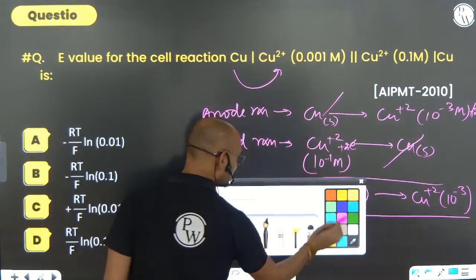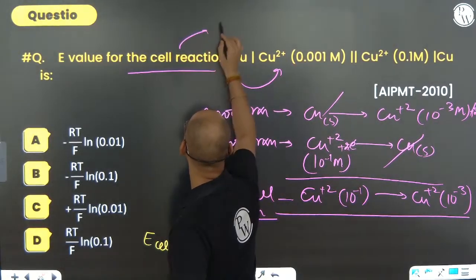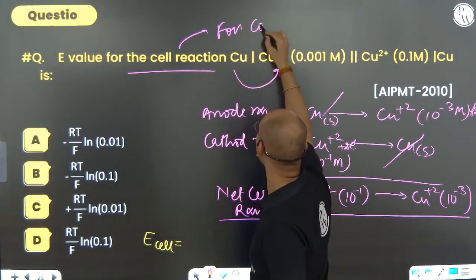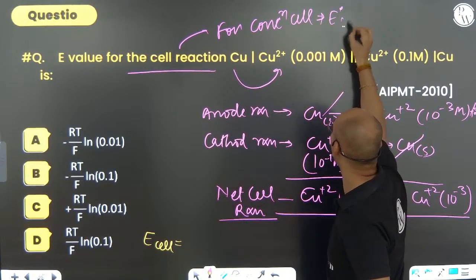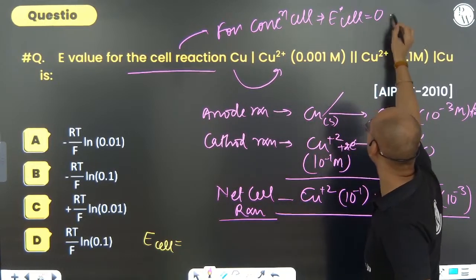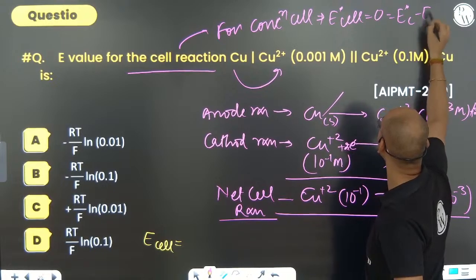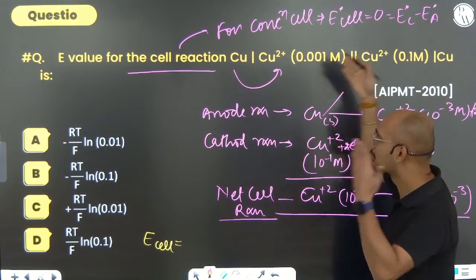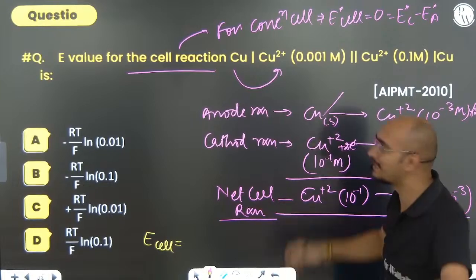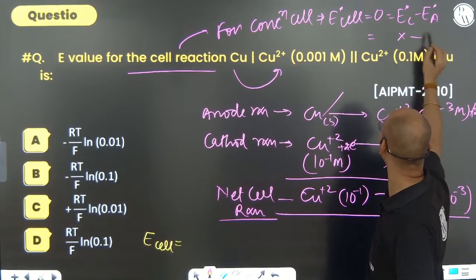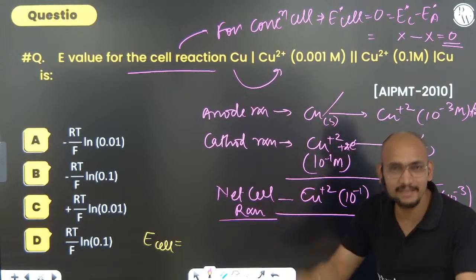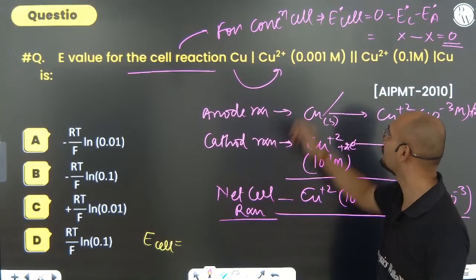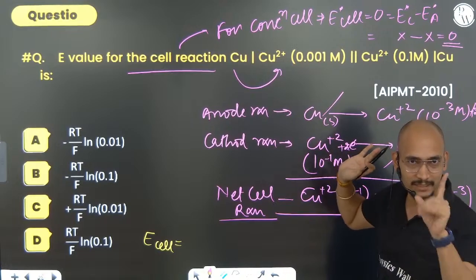For concentration cell, E naught cell equals 0 because E naught of cathode minus E naught of anode. And because cathode and anode both are made up of the same material, consider it as X. So it will also be X. So X minus X will come out to be 0. That's why E naught cell value for a concentration cell is always going to be 0. As a rule, please remember it.